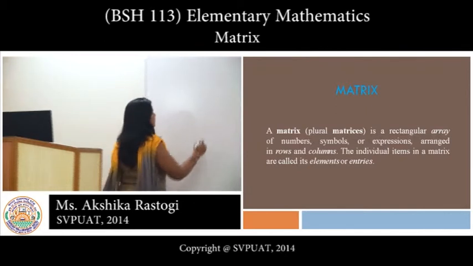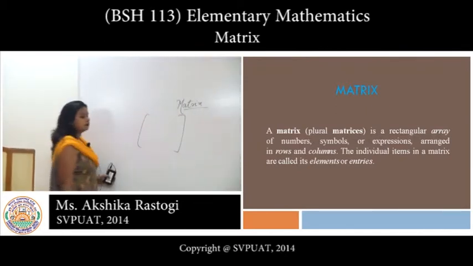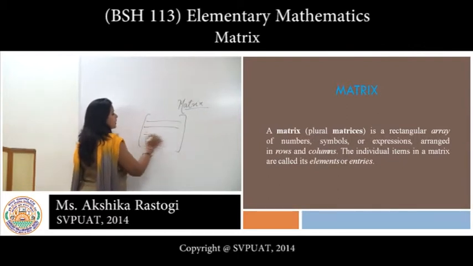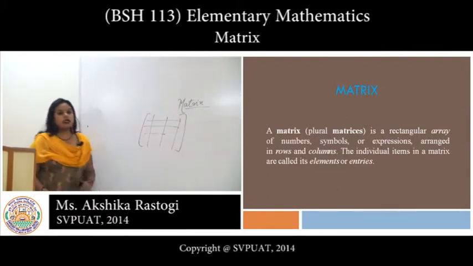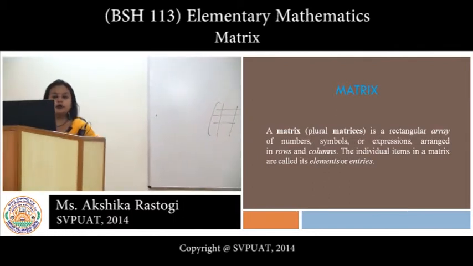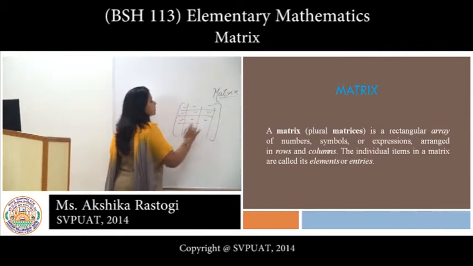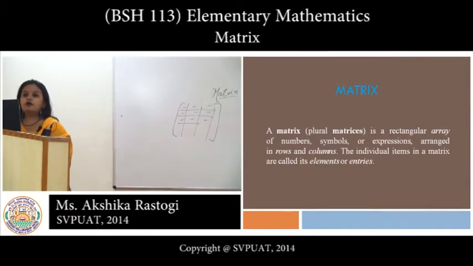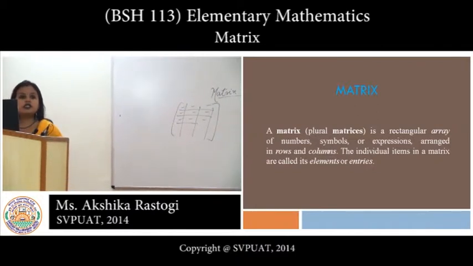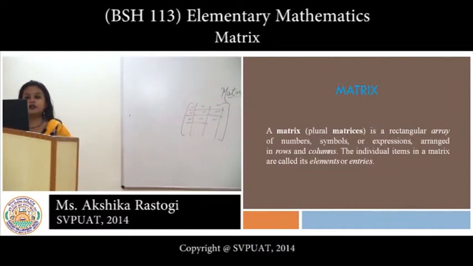So what do you understand by this? It means it's a rectangular array which has some rows and some columns. It's an arrangement of rows and columns in a rectangular array. And what are these? These are all the elements or entries of the matrix. What kind of elements are these? That can be a number, a symbol, an expression, a trigonometrical function, rational or irrational numbers. So an element can be anything in the matrix, but generally we have to deal with numbers.